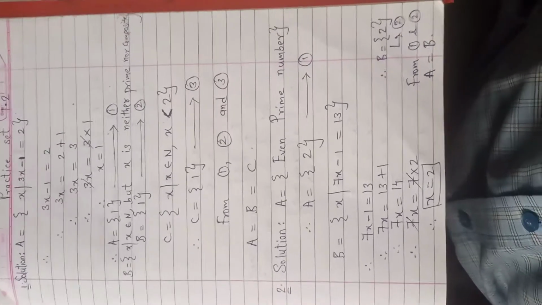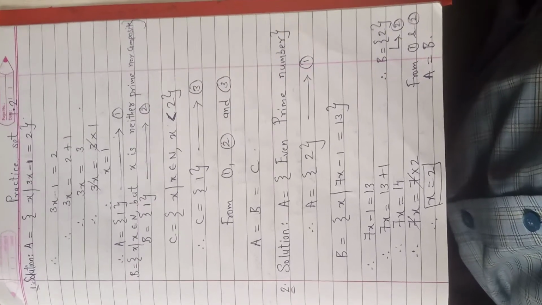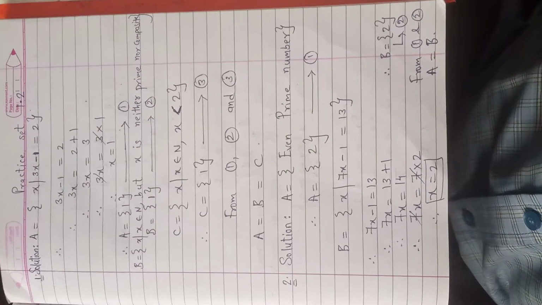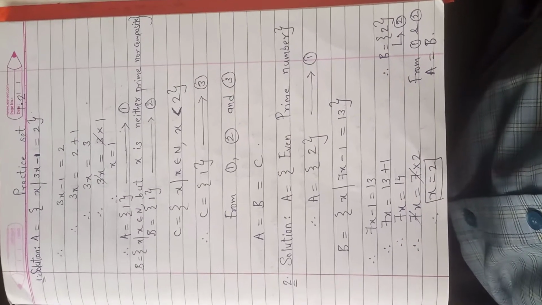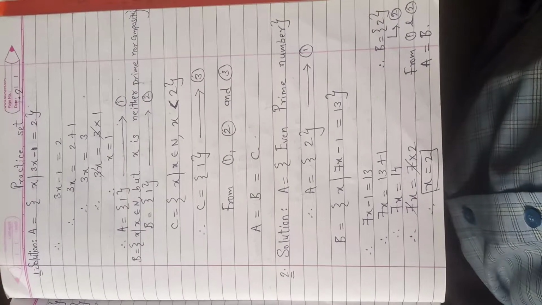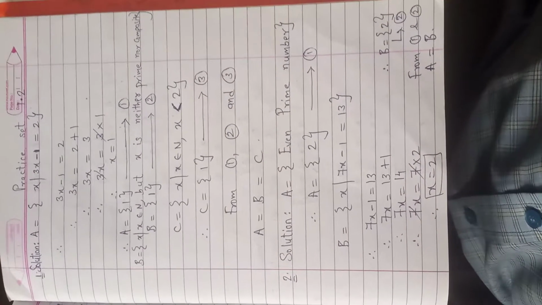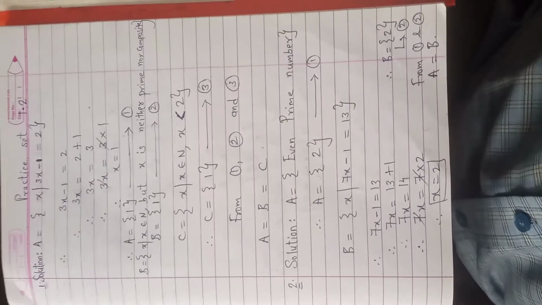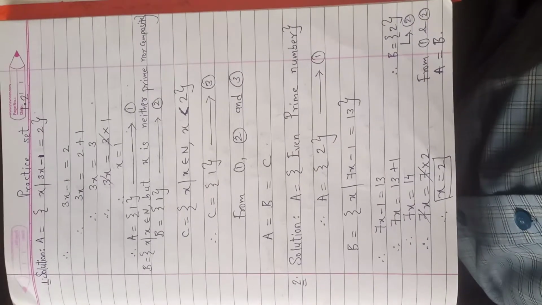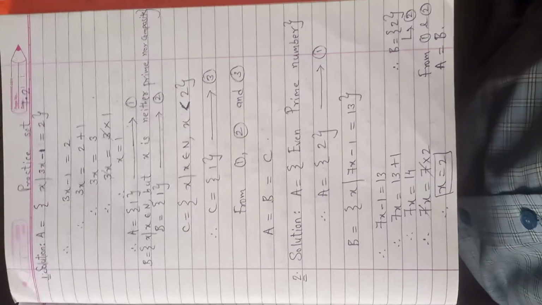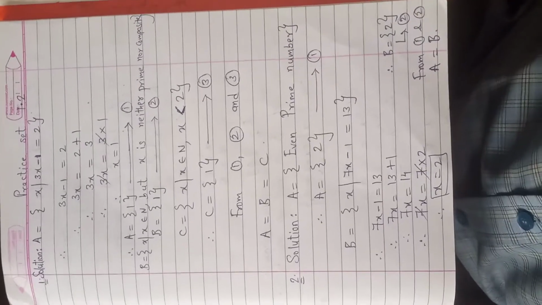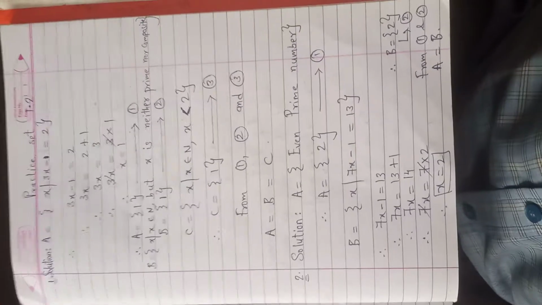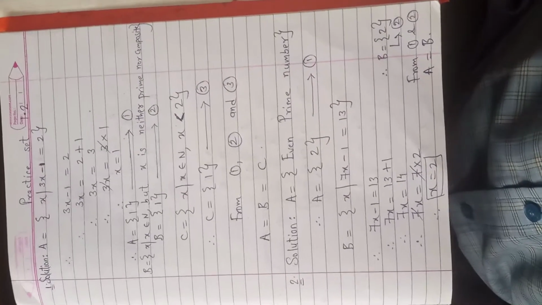Okay. So set A is equal to even prime numbers. What is a prime number? A number which is divisible by 1 and itself is called a prime number. So 2 is a prime number, divisible by 1 and 2 itself. 3 is also a prime number which is divisible by 1 and itself. 4 is not a prime number because 4 comes in table 1, 2 and 4. 5 is a prime number which comes in table 1 and 5.